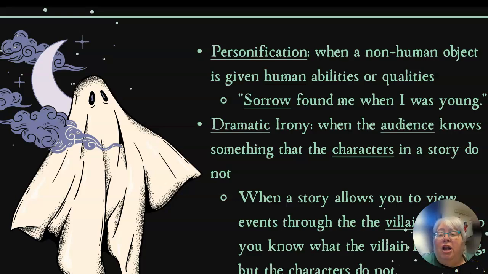Personification, when a non-human object is given human abilities or qualities. Sorrow found me when I was young. Dramatic irony, when the audience knows something the characters in the story do not. So like when a story allows you to view events through the villain's eyes, and you know what the villain is planning, but the characters do not.